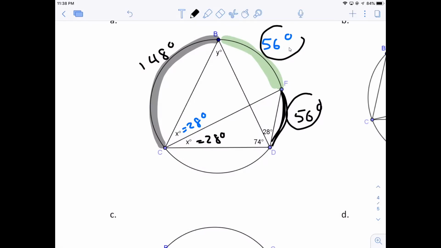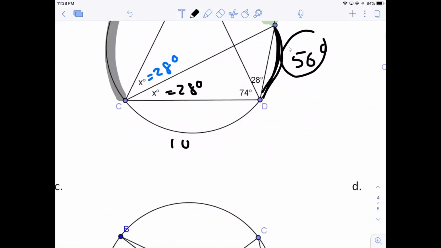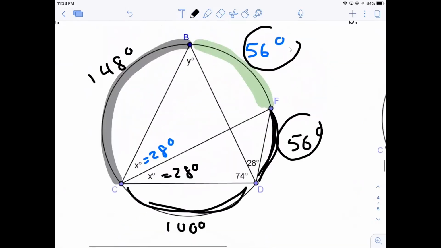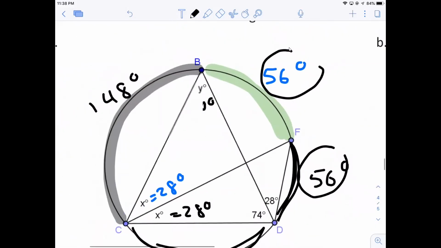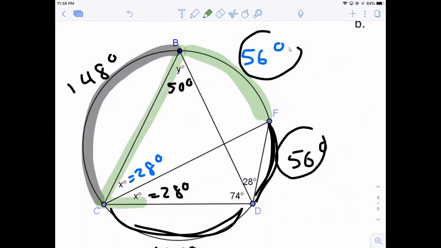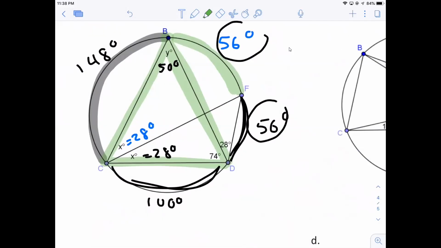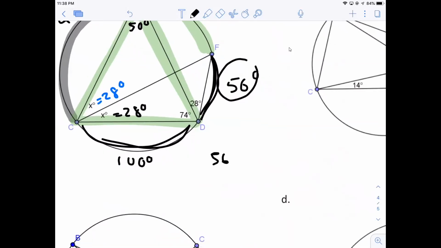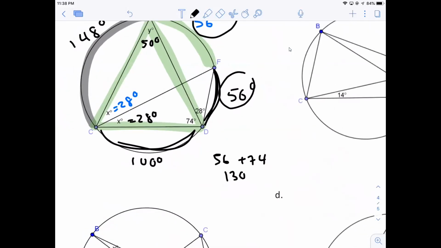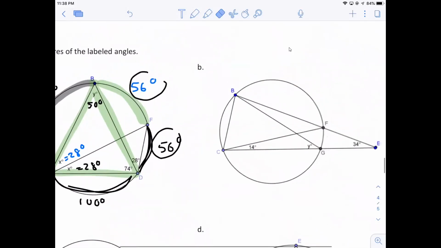56 plus 56 is 112. 112 plus 148 is 260. All right, so this here is 100 degrees. The measure of CD is 100 degrees. Therefore, the measure of angle Y is 50 degrees. And we could also have just used this triangle here, and the sum of the interior angles in that triangle should be 180. There's so many ways to do this, but let's just double check that method works as well. 28 plus 28 is 56 plus 74, that's 130, plus 50 is 180. All right, cool, checks out.